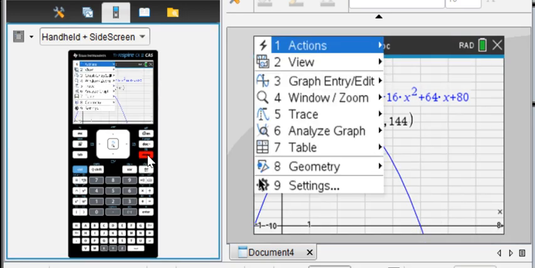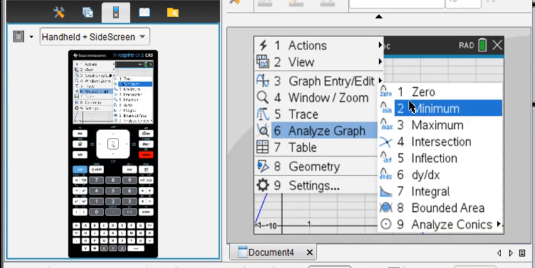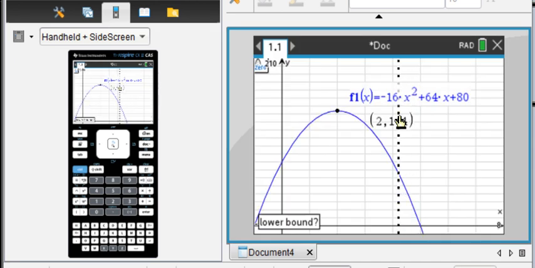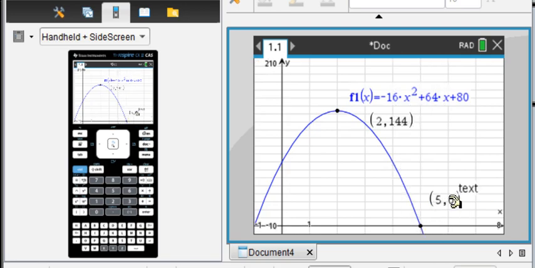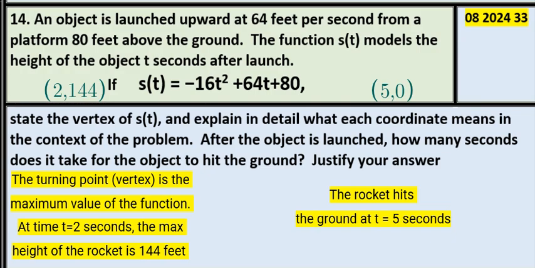So menu, analyze graph, I want the 0. And again, my lower bound, anywhere to the left, I press enter exactly once, drag to the right, and the 0 of this function is at 5. So t equals 5 seconds is when the rocket hits the ground.